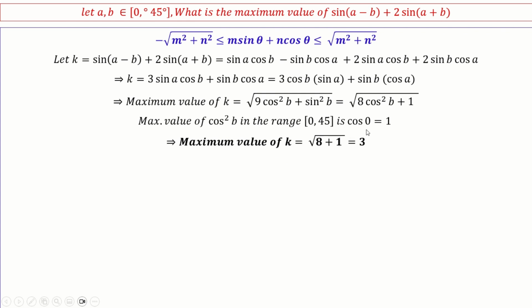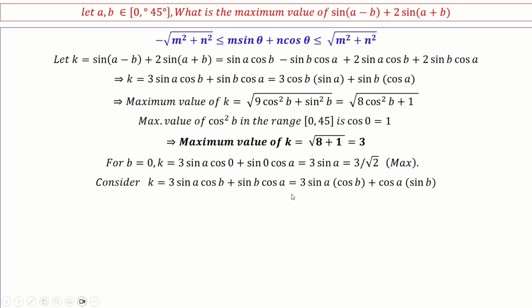So just to cross check this value, we are taking maximum value at b equal to 0, correct? So k at b equal to 0 is 3 sin A cos 0 plus sin 0 cos A, which is equal to 3 sin A, and the maximum value of 3 sin A you will get is 3 by root 2, because A is also only 0 to 45 degrees. So this is the maximum value you'll get. Obviously this is not the answer. So let's check the other way now.